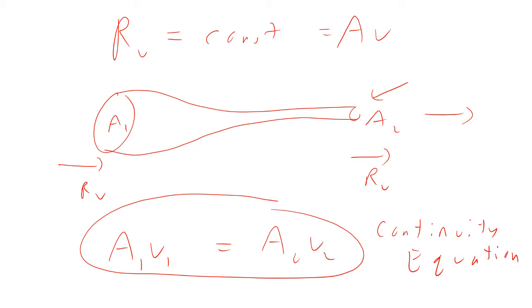So let's do an example of the continuity equation. Let's imagine that we've got a fire hose and we got firemen trying to pour water onto a fire. Let's say that the diameter of the fire hose is 5 centimeters, so that means the radius is 2.5 centimeters. And let's say that water is flowing through here at a rate of 15 liters per second. I want to know what's the velocity of the water flowing in.